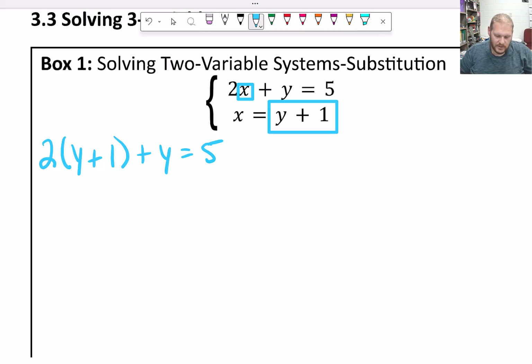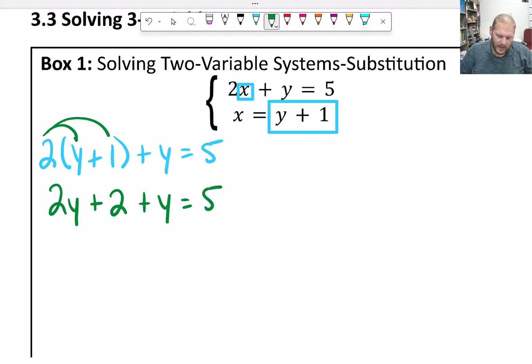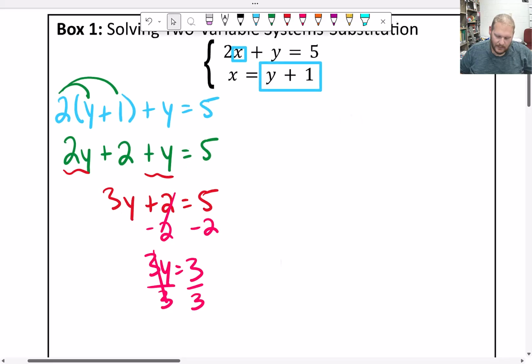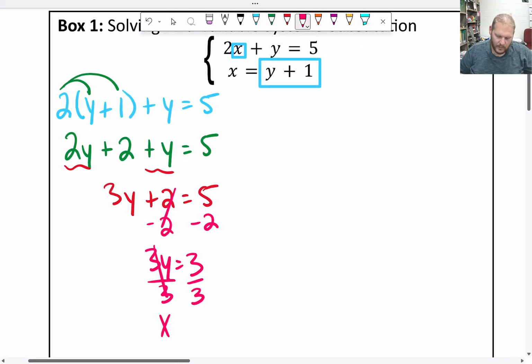So once I've done that substitution, now I'm just going to go through and solve that one variable equation by distributing my 2 into y plus 1. So we end up with 2y plus 2 plus my y value equals 5. I can collect up my like terms for my y values on the left. 3y plus 2 is equal to 5. And then I go through and solve for my y value by subtracting 2 on both sides. 3y equals 3. And of course I divide by 3 on both sides and get my y value of 1.